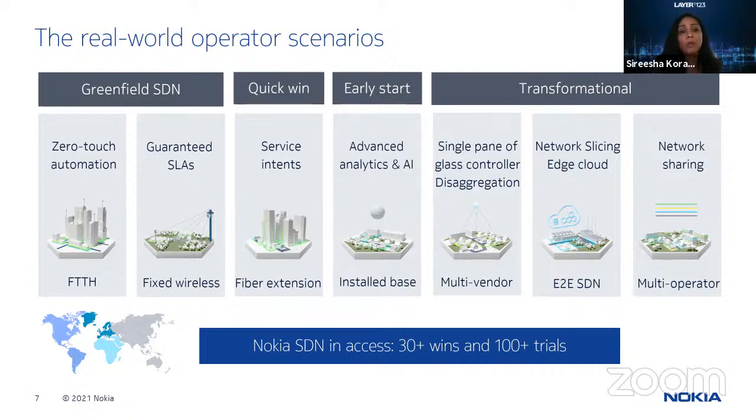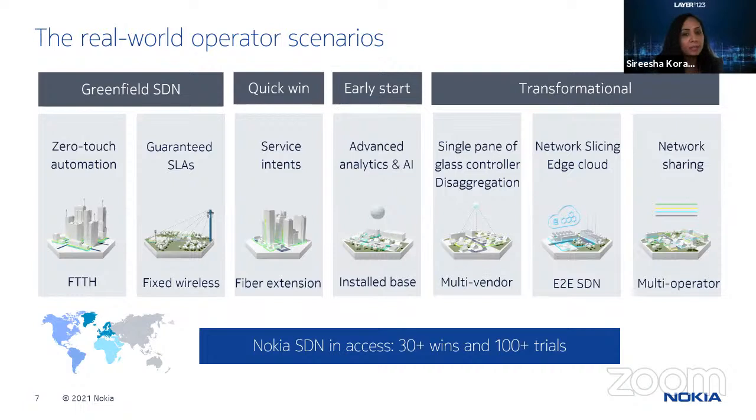And next, we also see what we sometimes call the early start or the early adopters, where the operators are looking at OSS transformations. They're looking at advanced analytics, artificial intelligence, and reaping the benefits of automation to reduce OpEx and lower TCO. This is not necessarily on a new install base, but also on an existing install base.